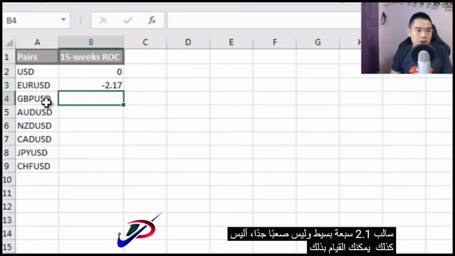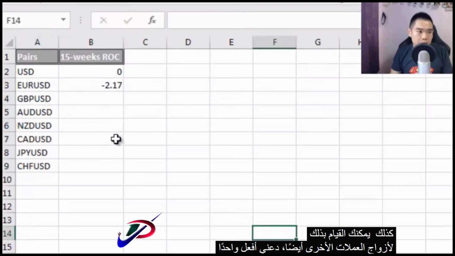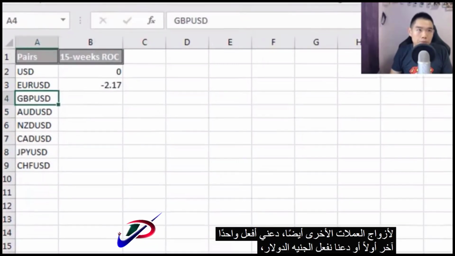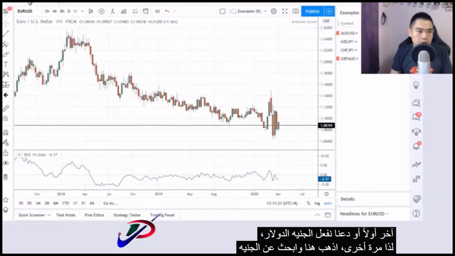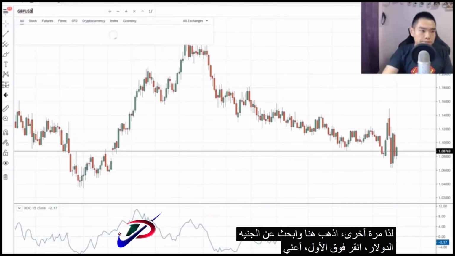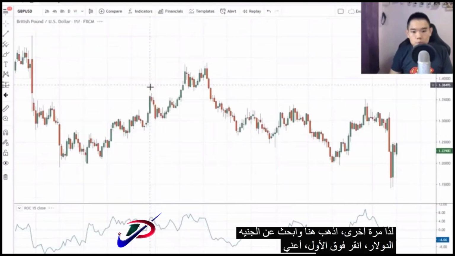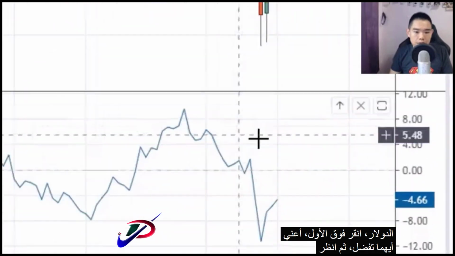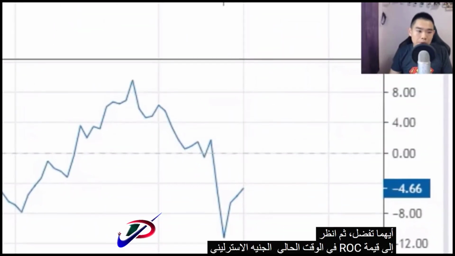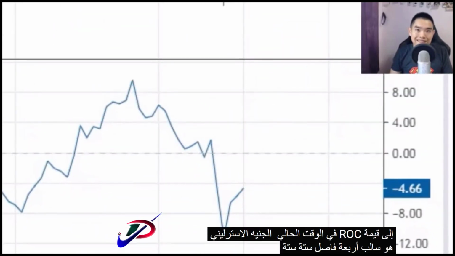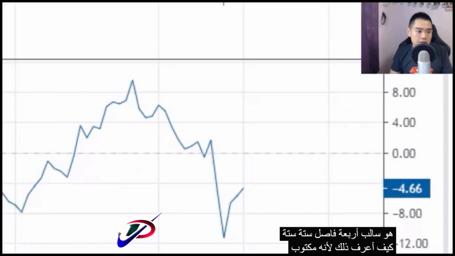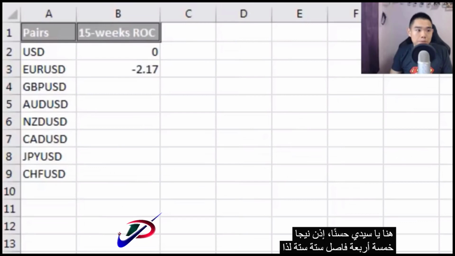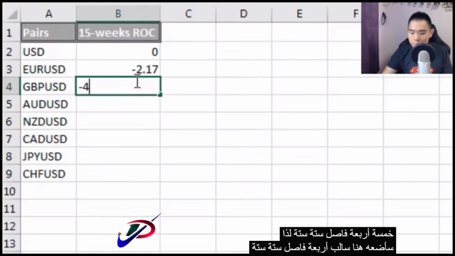So you do this for the other currency pairs as well. Let me do one more first. Let's do the pound dollar. Again, you go here, look for pound dollar, click the first one, whichever one you prefer. Then you look at the ROC value. For now, the pound dollar is negative 4.66. How do I know that? Because it says so over here. Okay, so negative 4.66. I'm going to put that in over here.